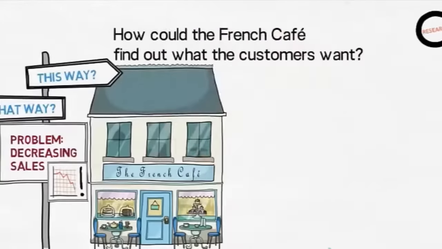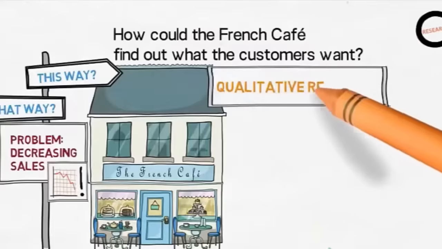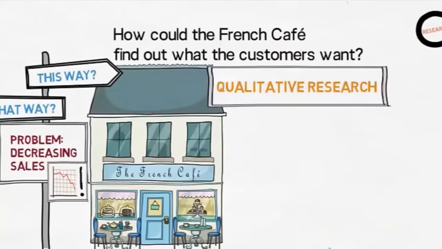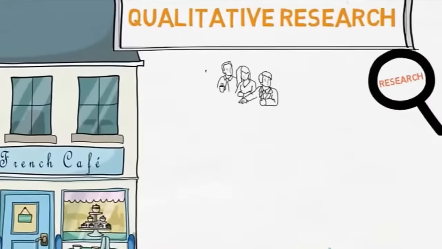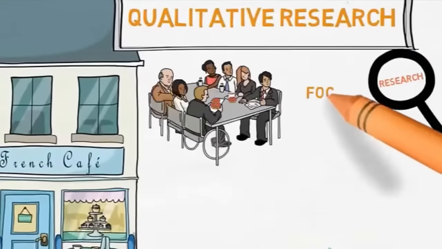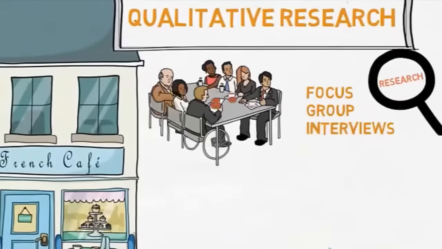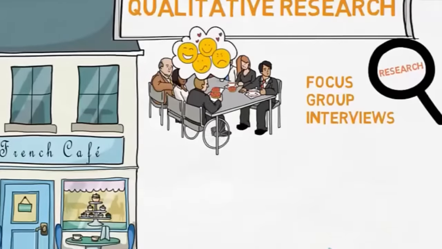So how could the French Café find out what the customers want? Let us introduce a few types of qualitative research. They could invite a group of customers in for a focus group interview, a discussion with the customers about their experiences, thoughts and feelings about the French Café. This could provide them with important clues of what the customers like and what they don't like.